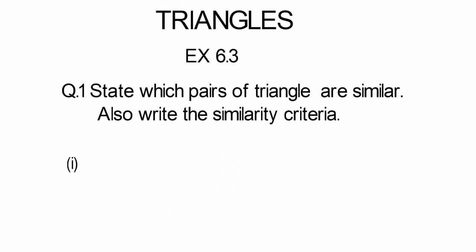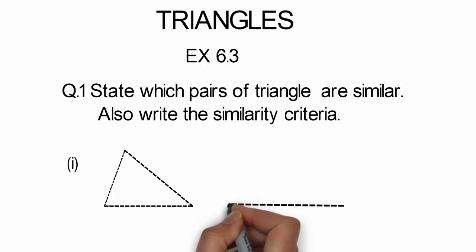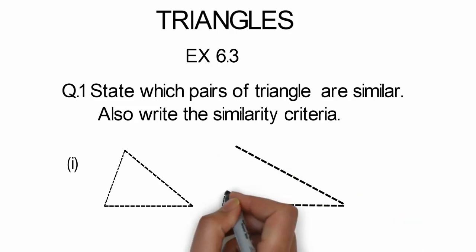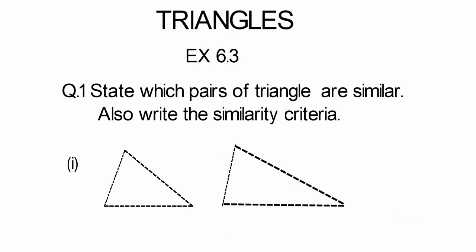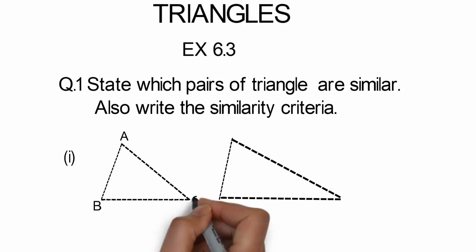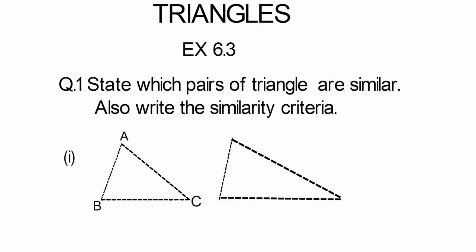We have the figure of a triangle. This is one figure of the triangle. This is another figure of the pair. So we have the pair of triangles. The first triangle is named ABC, and the second one is PQR.